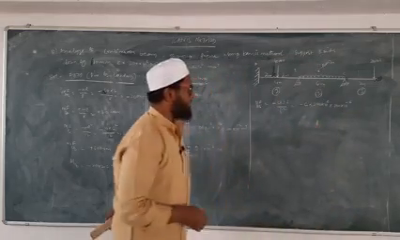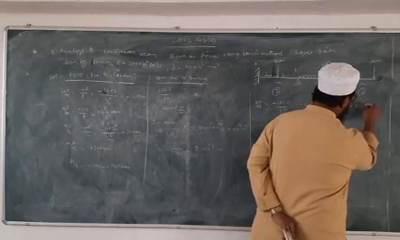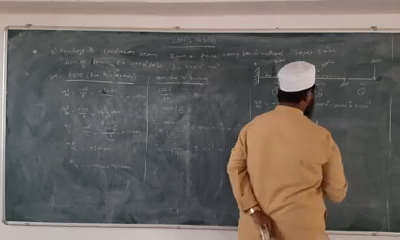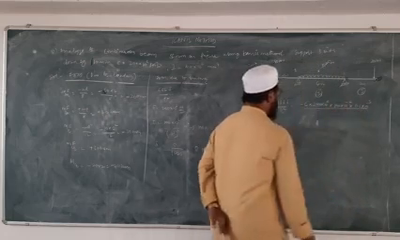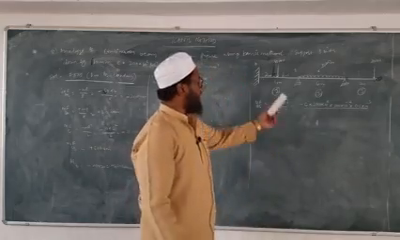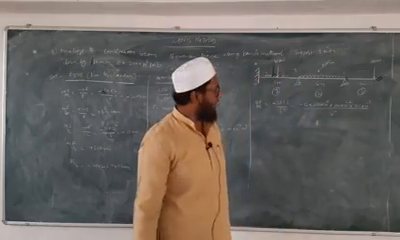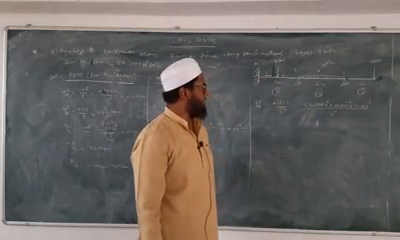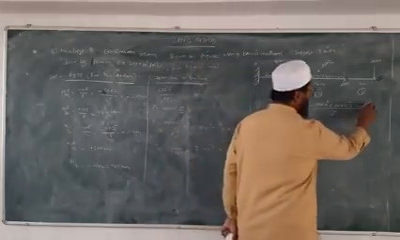What is delta? 0.1 into 10 power minus 3. So 6 EI delta by L square. What is L? 4 square. Tell me the value. This is 10 power minus 3.